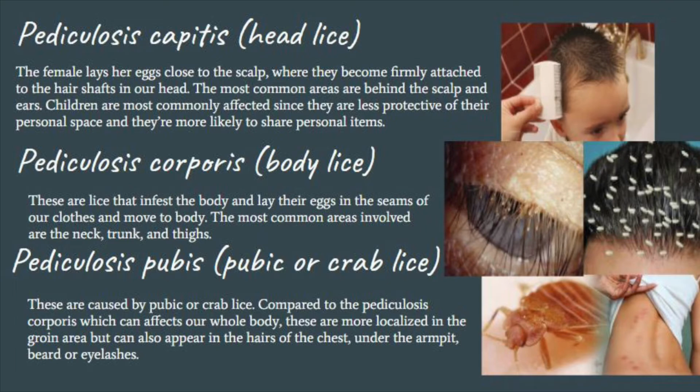The next one is pediculosis corporis, which is otherwise known as body lice. These lice infest the body and lay their eggs in the seams of our clothes and move to our body. The most common areas involved are the neck, trunk, and thighs. The last one is pediculosis pubis, which is caused by pubic or crab lice. Compared to pediculosis corporis, which may affect our whole body, these are more localized in the groin area, but can also appear in the hairs of the chest, under the armpit, beard, or eyelashes.